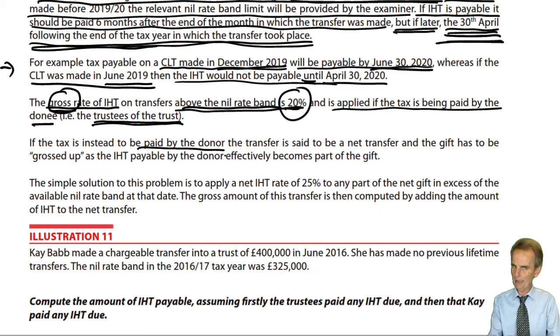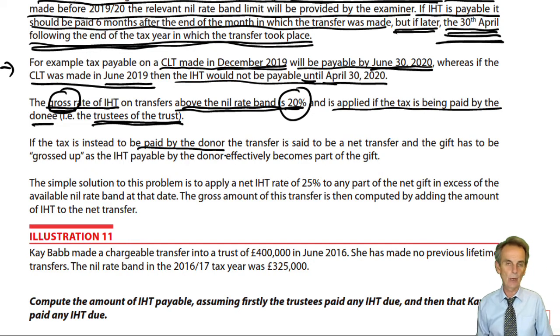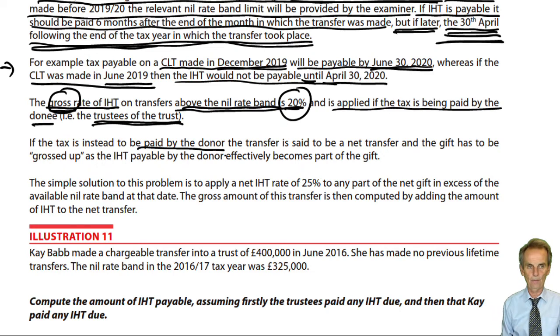Now, of course, don't panic at this point. It isn't going to be paid by the trustees out of their own money. The trustees hold the purse strings of the trust. So it is the trust that will bear the cost of that tax. The trustees simply sign the cheque or make the transfer to HMRC in relation to that tax charge.